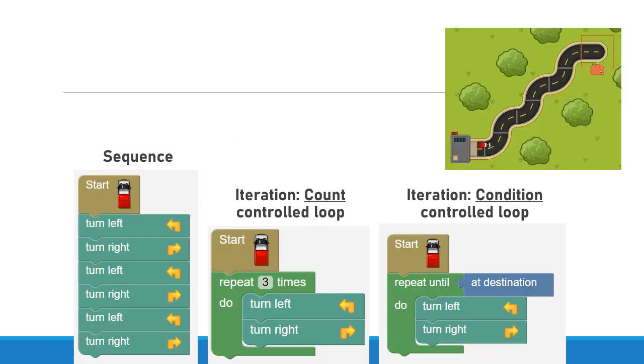In our block code last year, we created programs that used selection and sequence and iteration. Over here, we can see on the left-hand side where we've used sequence. This is instructions one at a time and in order. These two are both iteration. One of them is a count controlled loop because there's a number involved, and another is a condition controlled loop because there is a condition involved.